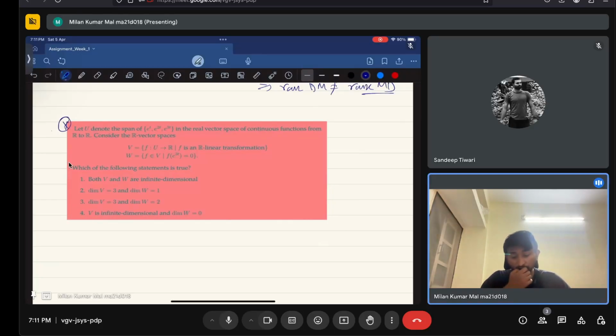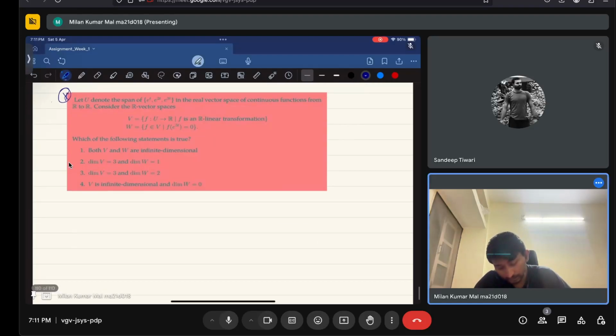What it says, let U denote the span of e to the power t, e to the power 2t, e to the power 3t in the real vector space of continuous functions from R to R. Consider the real vector space V, that is all functions which is an R linear transformation. Okay, these are the linear transformations. V is taking the set of all linear transformations. So you can note that this is a linear functional on U. U is a span, subspace of the vector space of continuous functions from R to R, and W is something which is making 0 at the of all those f in V.